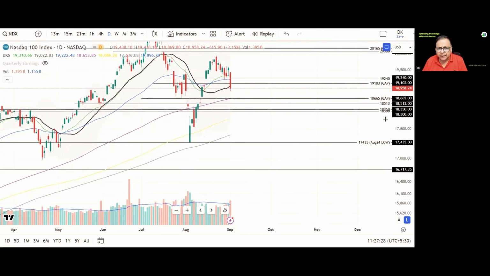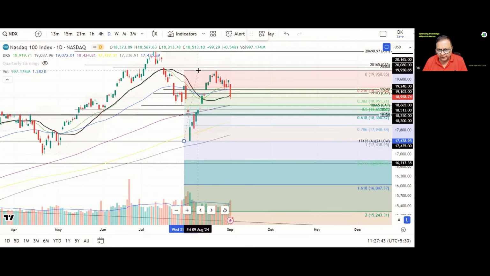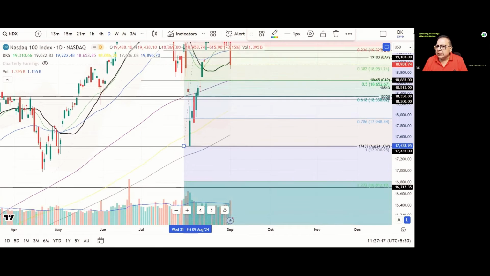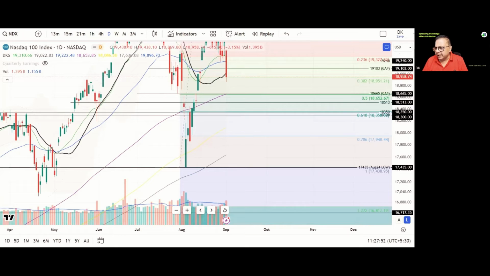So if we see here, there has been a parabolic recovery in the market. So this is the well-defined impulse in the market. So if we do the retracement analysis of this impulse as we have done in S&P 500, there is a significant level. So the level of 38.2% retracement level is 18,951. And currently it is trading at 18,958.